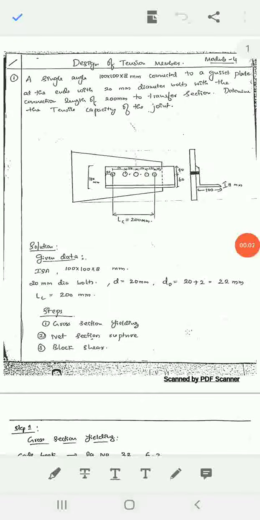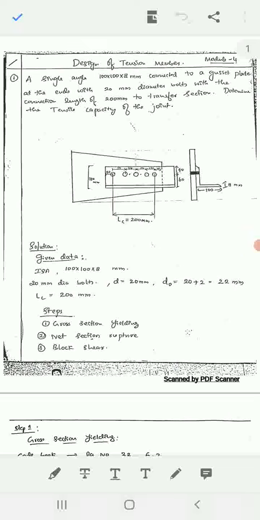Okay, we'll discuss module 4, that is design of tension members. Here we'll get 20 marks in the module: 15 marks problem plus 5 marks theory. All the theory questions are important. I shared all the theory questions in the group yesterday. Total 28 questions are there. These are the important questions I gave.